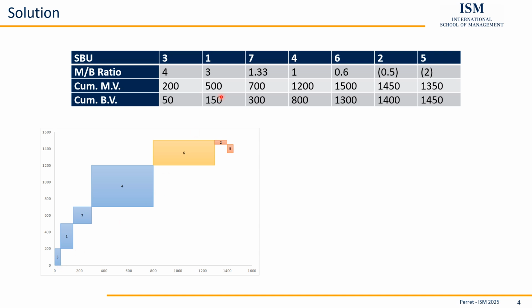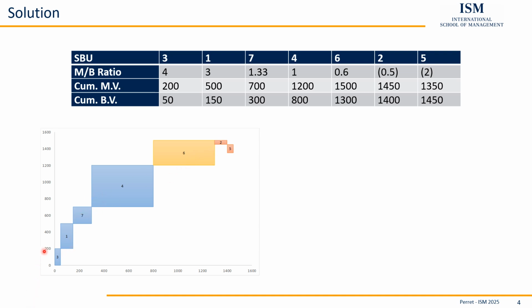Then for the 1, I start at 50, go to 150. This part. For 7, I start at 150, go to 300. Then similarly from 300 to 800 for the 4, from 800 to 1300, 1300 to 1400, and 1400 to 1450. This gives me the baseline for these boxes representing the different business units.